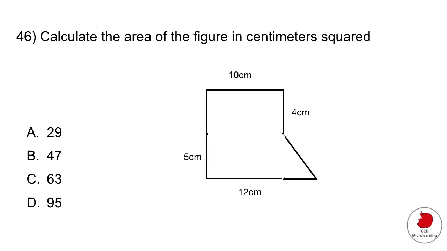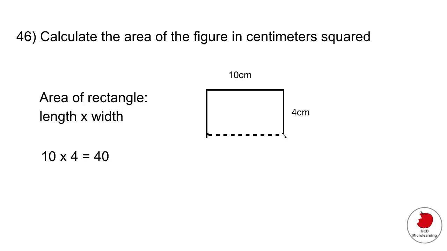Okay, question 46 asks you to calculate the area of this figure in centimeters squared. All right, so sometimes when people look at these figures, it makes them really nervous because they don't realize that you're actually looking at two figures. Okay, so the top part you can see is a rectangle. All right, so if you calculate the area of a rectangle, remember that it's length times width, so you would multiply 10 times 4, that gives you 40.